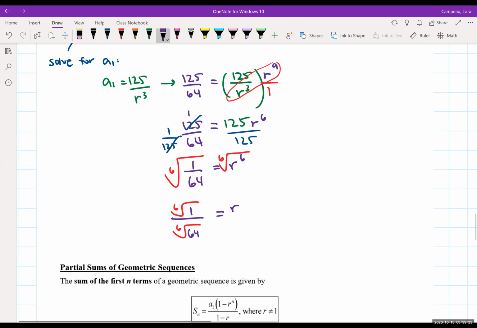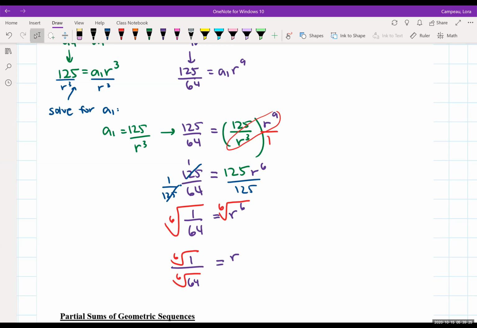And it's kind of nice because the 6th root of 1 is 1. So we do have r. I'm going to move it over just a little bit if you don't mind. So r is 1 over the 6th root of 64. I'm guessing it's probably going to be a 2 because I kind of know my powers. So 2 to the 5th equals 32, so I think 2 to the 6th is 64.